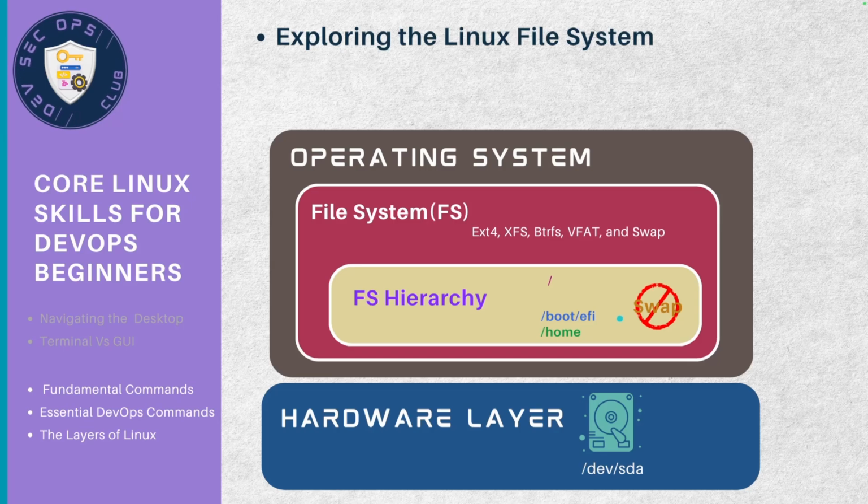Then we provide the mount point. I told you swap does not come under the hierarchy, it's a special partition which is reserved. But /boot, /boot/efi, /home, these are the parts of our file system hierarchy. So basically these are mount points, which are mounted for our partitions. I hope this is clear to you and it's nothing tough so far.